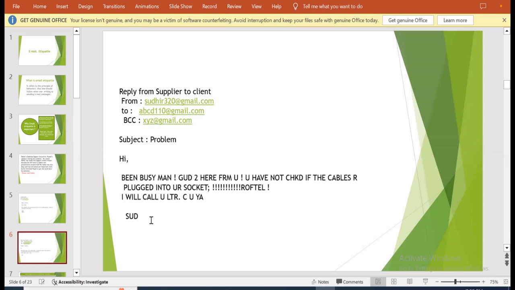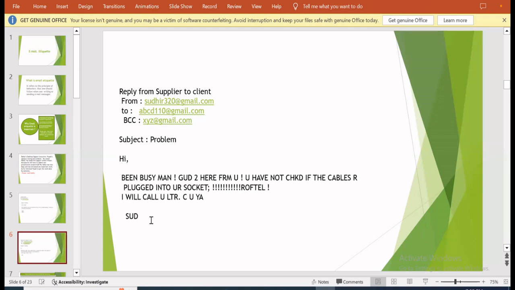That means the subject is not clear. It has been written in capital letters. There is no kind of regards, etc. The complete name is not mentioned. Designation is not there. Exclamation marks are there. All these things are there.